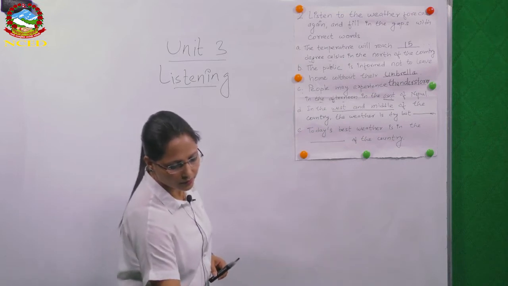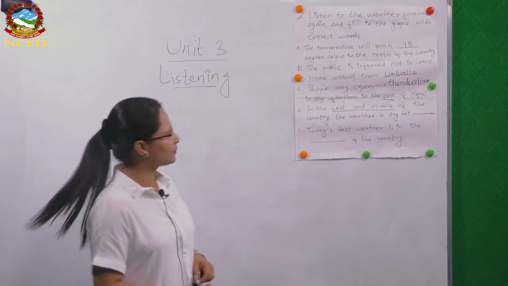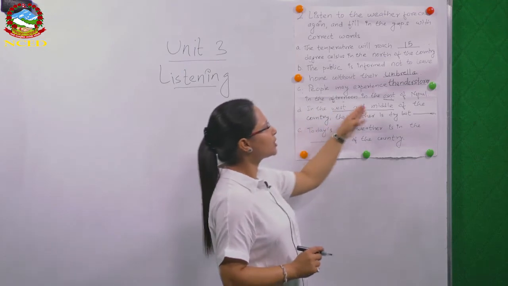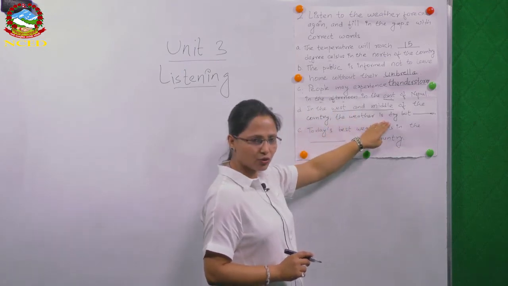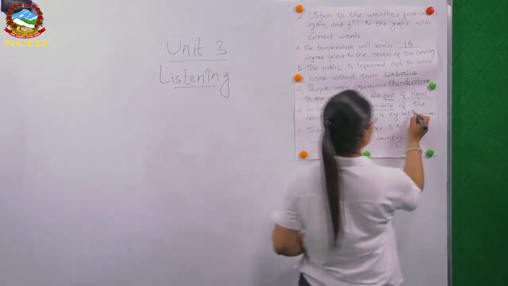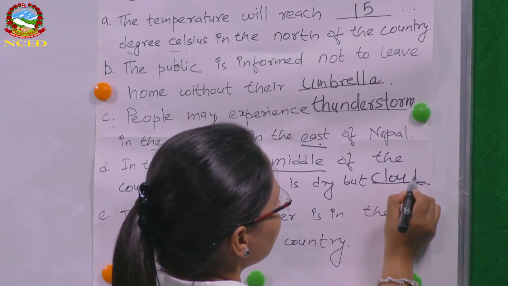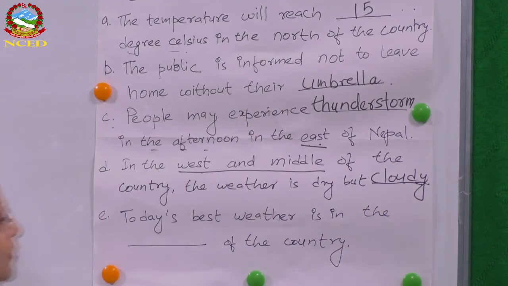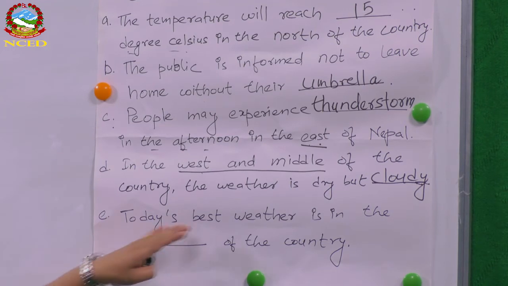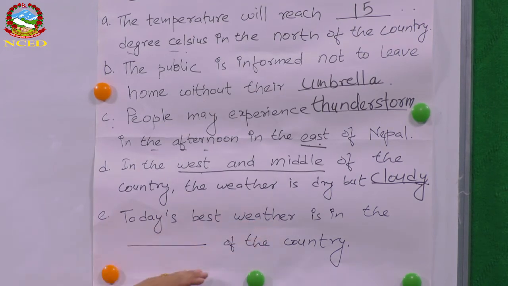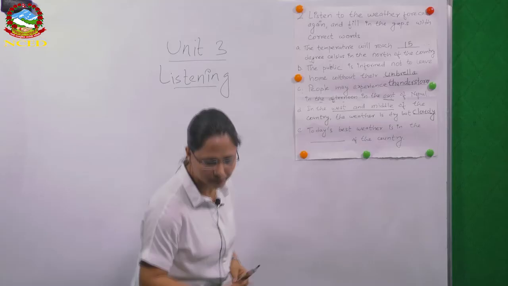So no rain for you. So what did he just say? The weather in the west and middle of the country, it's dry but cloudy. Now the last thing is today's best weather. Which part of the country is today's best weather?